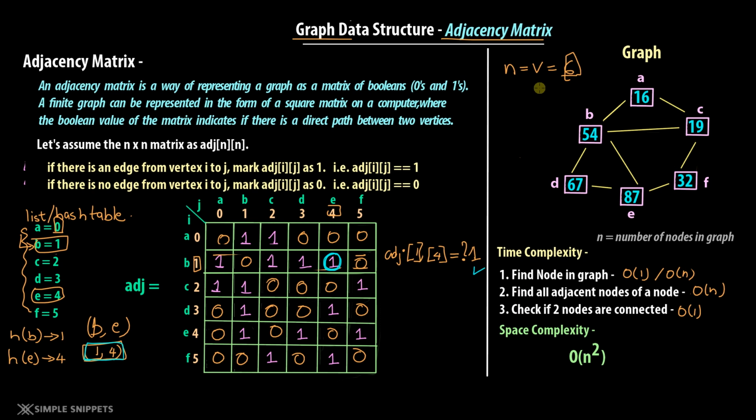N is the number of vertices. So if you have 6 vertices, you will have 36 cells. That is 6 square, right? So if you count these cells, you will get the total of 36.